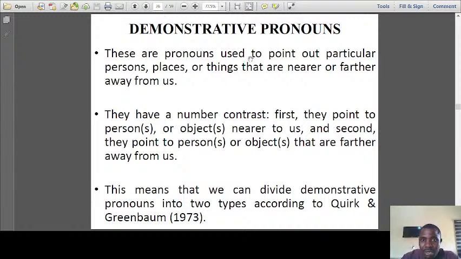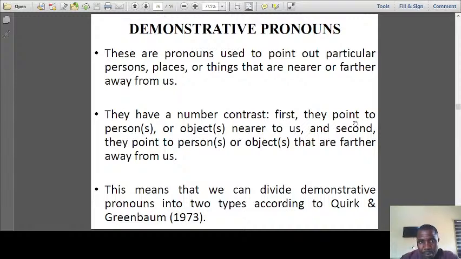These are pronouns used to point out particular persons, places, or things that are nearer or farther away from us. So we are talking about the object, and you are pointing at the object. If we use a pronoun to replace that object, or the person or the place you are pointing at, that pronoun we call demonstrative. And they have a number of contracts.